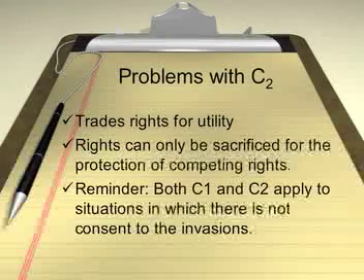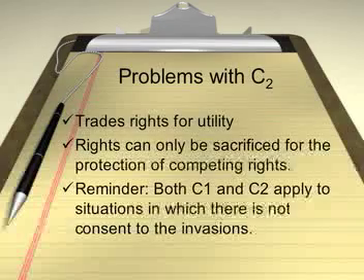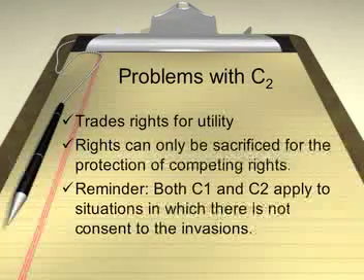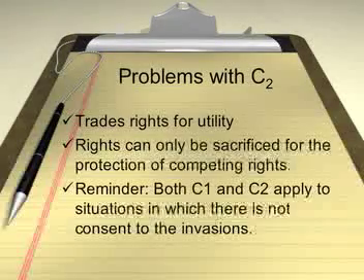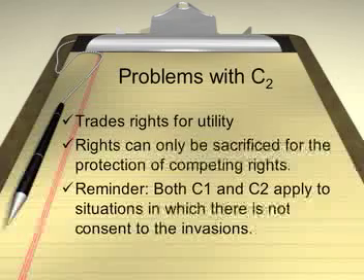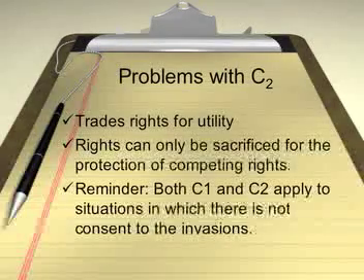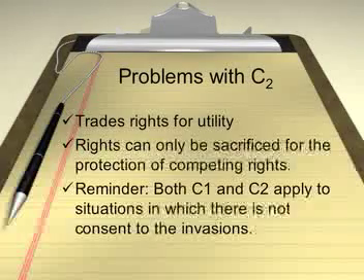So we want to be clear about that as well. When we're talking about invading someone's right to privacy, we're saying, one, we can't trade rights for utility. Rights by their very nature, as Ronald Dworkin said, are trumps. They trump utility in many cases, like the free speech example. Rights can only be sacrificed for the protection of competing rights. If I have a right, you can't simply sacrifice it for something else other than another right.